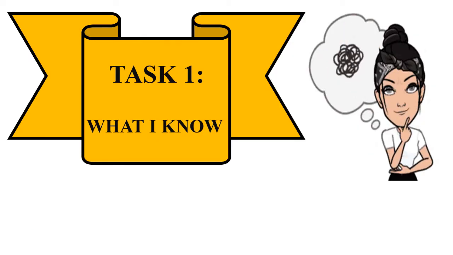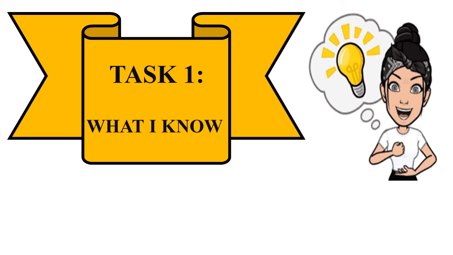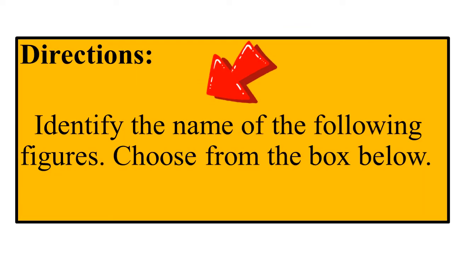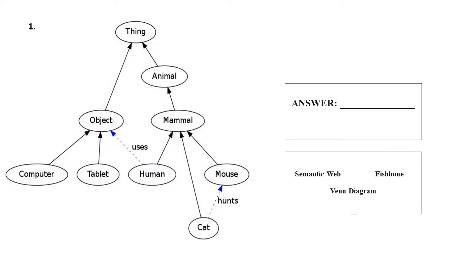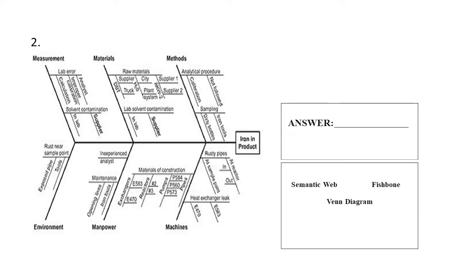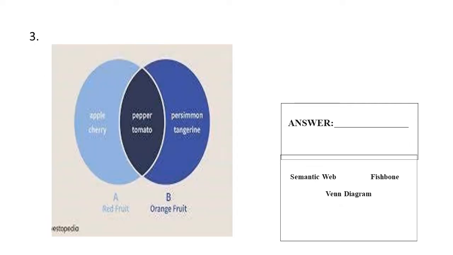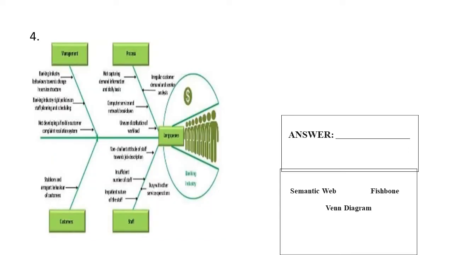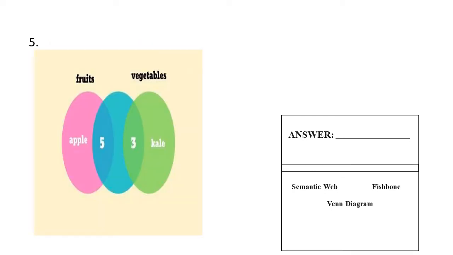Task number 1, entitled What I Know. Directions: Identify the name of the following figures. Choose from the box below. Number 1. Number 2. Number 3. Number 4. Number 5.